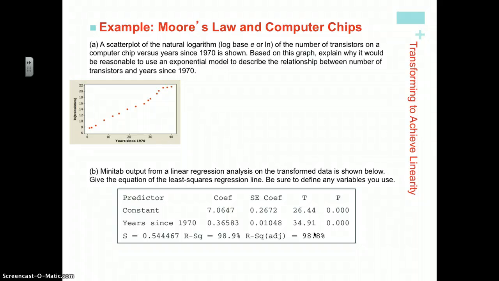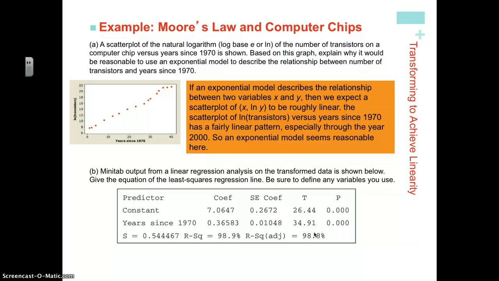So if an exponential model describes the relationship between two variables x and y, then we expect a scatter plot of x versus ln y to be roughly linear. The scatter plot of ln transistors versus years since 1970 has a fairly linear pattern, especially through the year 2000. So an exponential model seems reasonable here. Minitab output from a regression analysis on the transformed data is shown below.